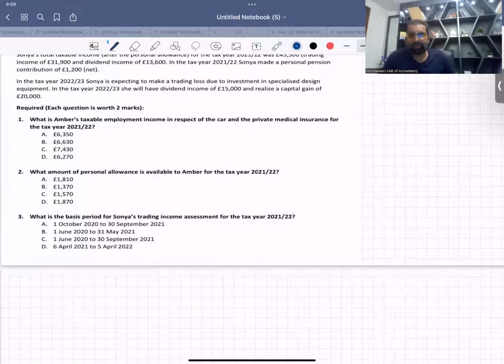There is some little memory issue with my iPad. Whatever I'm writing is getting removed because of memory errors, so don't worry.